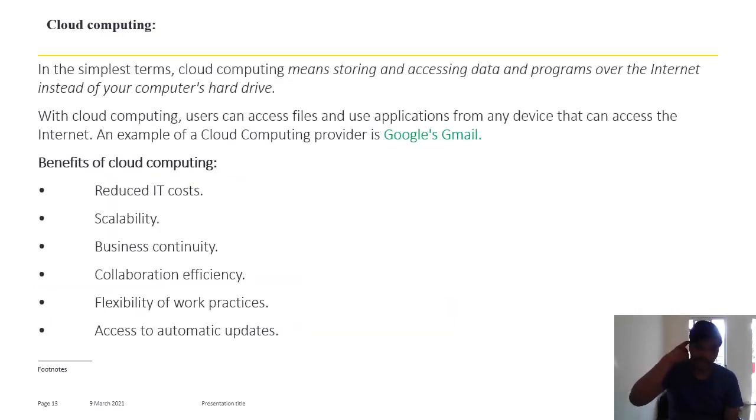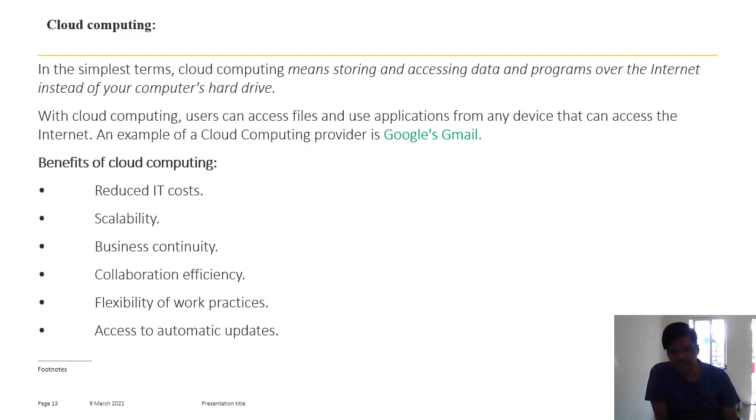Then comes the other parameter, that is cloud computing. In the simplest term, cloud computing means storing and accessing data and programs over the internet instead of your computer hard drive. With cloud computing, a user can access files and use applications from any device that can access the internet. An example of a cloud computing provider is Google Gmail. So you are using Gmail from Google, and Gmail is acting as a cloud computing device.